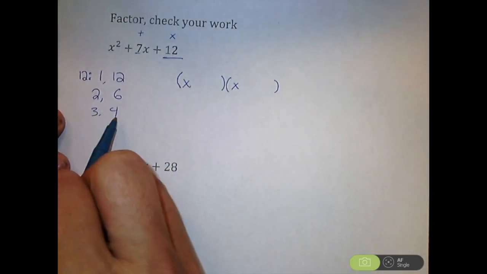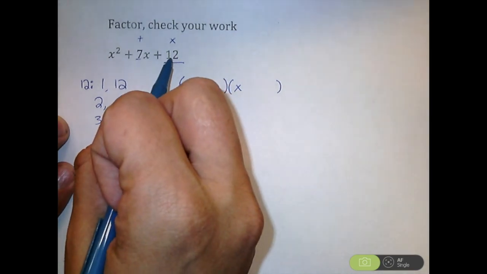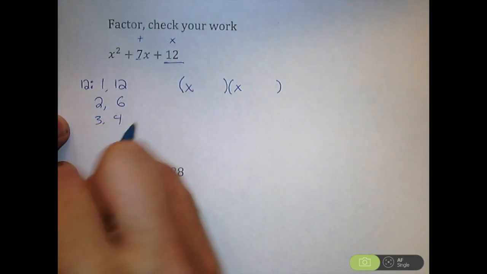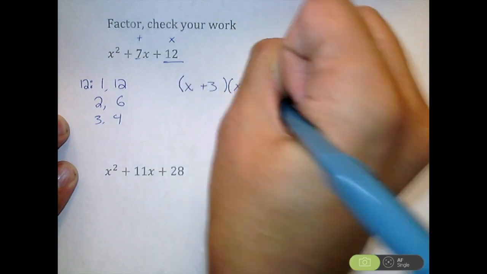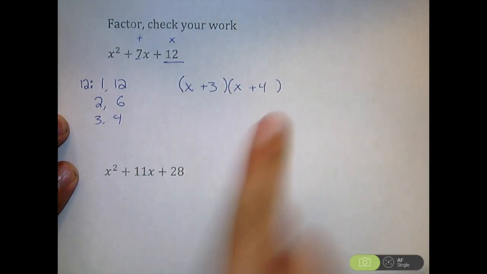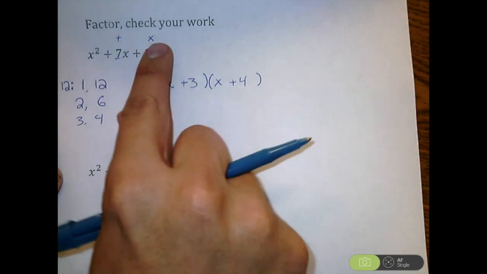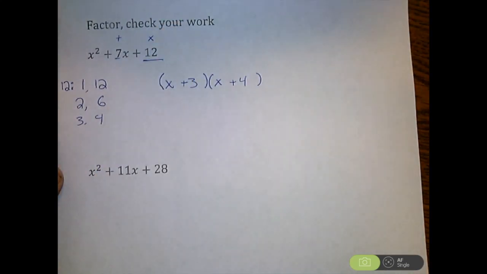And now we're going to use 3 and 4 because positive 3 times positive 4 is 12, and positive 3 plus 4 is 7. So we're going to put a plus 3 here, a plus 4 there. Now I'm not going to circle this and say it's my final answer yet. I want to check my work to see if I'm right.